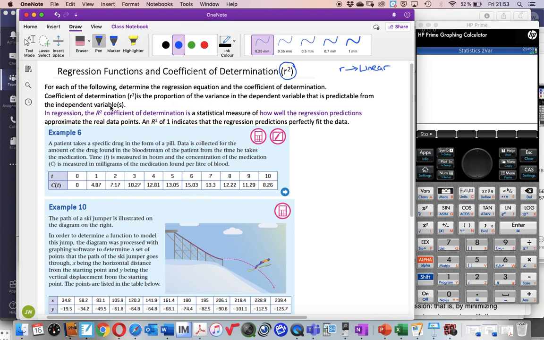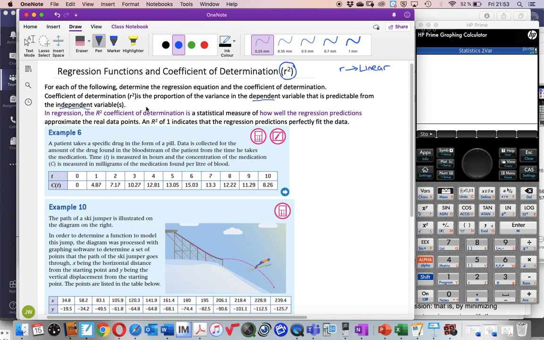So to be clear on the meaning of this, there's more than one, and the coefficient of determination is the proportion of variance in the dependent variable that is predictable or explained from the independent. Now I realize that that's confusing. What it means in layman's terms is it's basically the percentage of variation in the y that is explained by the x, okay, and the rest is explained by something else.